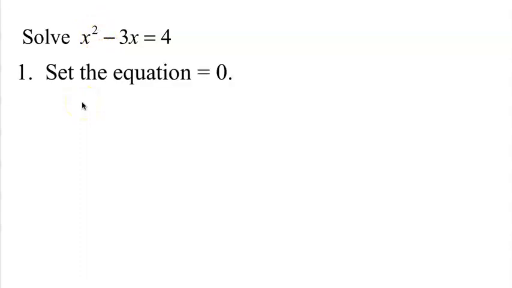The first thing we're going to need to do is to set the equation equal to 0. So right now the equation equals 4. If I add negative 4 to both sides, I will have it equaling 0. So adding negative 4 to both sides, the result will be x squared minus 3x minus 4.